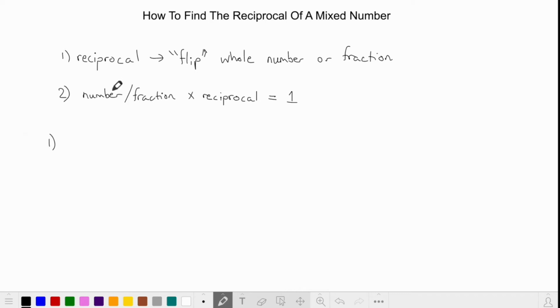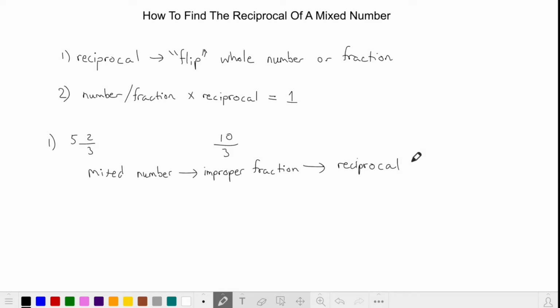So the first problem we have here is 5 2/3. Whenever we have a mixed number, the first thing we need to do is convert it into an improper fraction. An improper fraction is a fraction where the numerator is bigger than the denominator, for example 10/3. Once we have that improper fraction, then we can find its reciprocal.